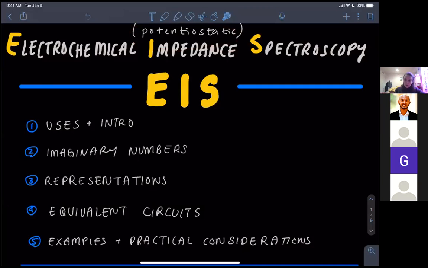So just a quick outline of my talk. First, I'm going to talk to you about some uses of EIS and introduce it a bit. Then we'll talk about imaginary numbers just as a refresher, some of the basics that will go into that. Representations, meaning what types of plots we use for impedance. Fourth, we will talk about equivalent circuit models that are used in analyzing impedance spectra. And then finally, I will bring you through some examples and talk about some practical considerations, which are pretty important when you are choosing to use EIS with your system.